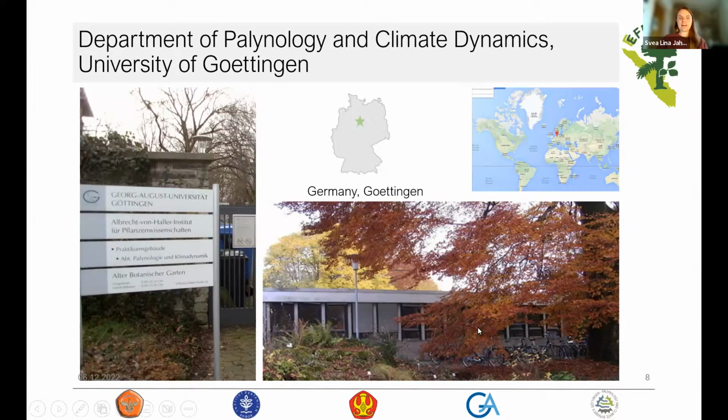So we are in the center of Germany, in the northern center. Actually, we already had some snow the past days. And this is our department. It's located in the city center, nicely in the botanical garden. And you can see already that the leaves here are turning orange. So this is autumn. And this is probably the state right now, winter, where all the leaves have fallen already.